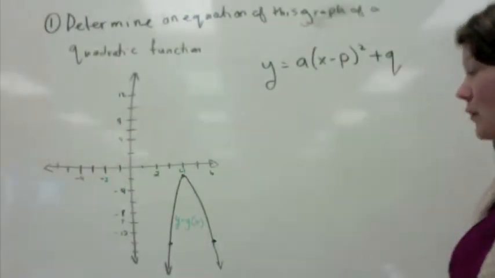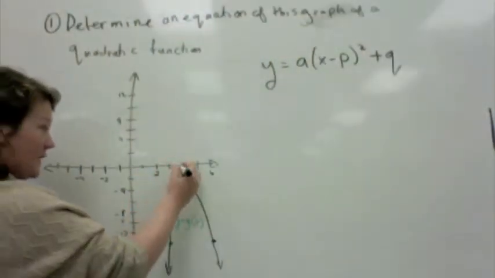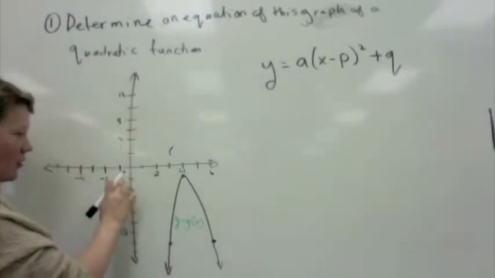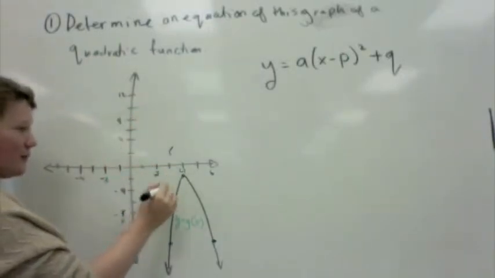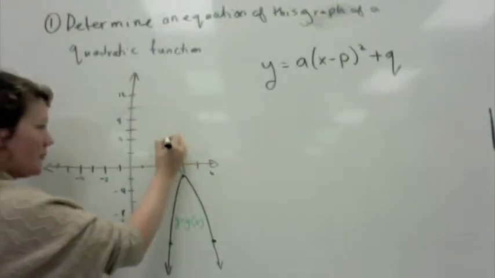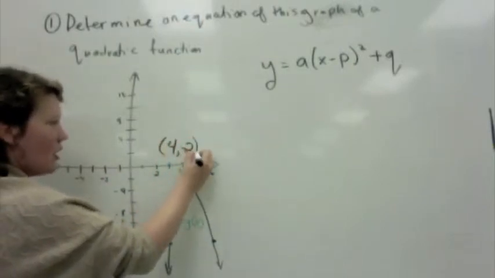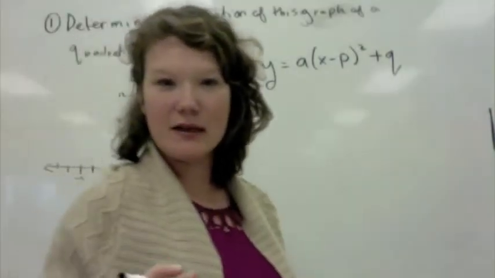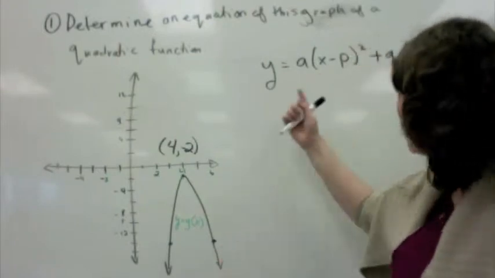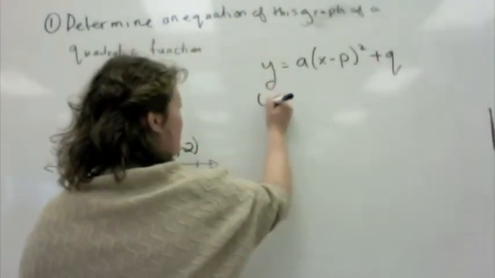So what we first should probably identify is what this vertex is. Be careful, each one of these tick marks up and down goes down 2, but each one of these is 1. So this vertex point here is actually, I'm going to write it a little bit bigger, 4, negative 2, not 4, negative 1. Always pay attention to your scale. Since we know what the vertex is, we know what p is, and we know what q is.